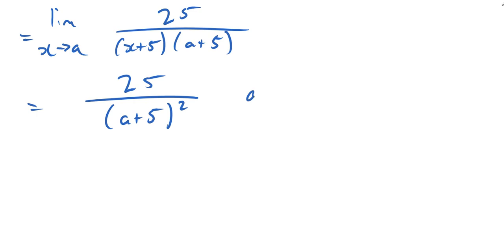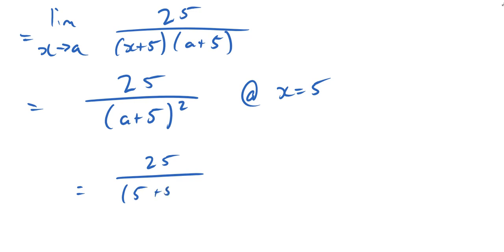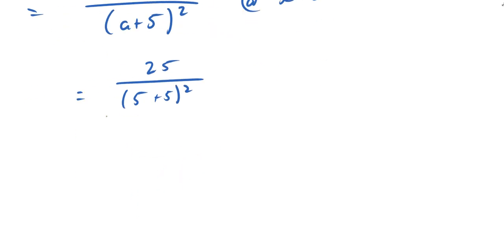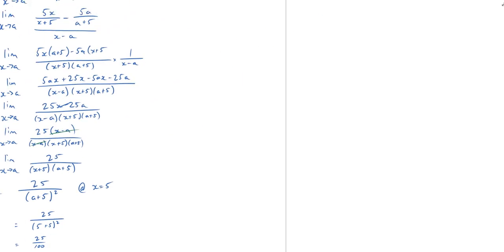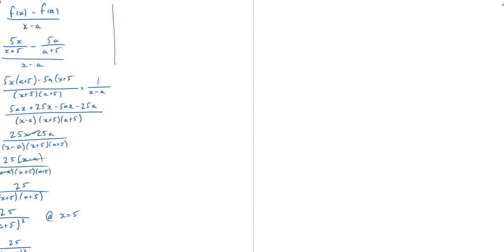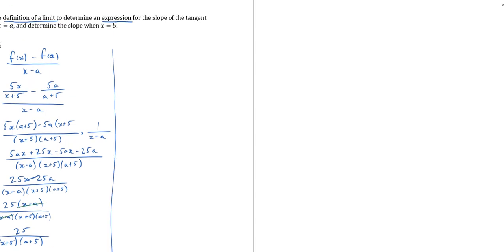And then we were supposed to find it at x equals 5, or in this case, a equals 5. So then this is equal to 25 over 5 plus 5 squared, which is 10 squared. So 25 over 100, which is 1 over 4. So that was one of the methods. Is everybody okay with that?